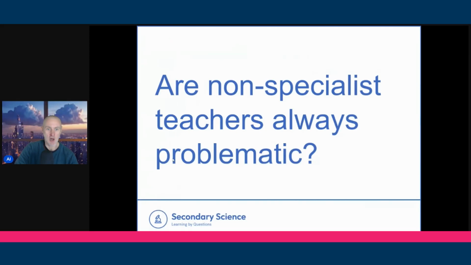Now, are specialist teachers always problematic? I want to start with this because we're all teachers and we all have a wide range of transferable skills, and a good teacher is a good teacher, regardless of whether they're a specialist or not. They will have challenges as a non-specialist teacher, but that does not mean that they are not a good teacher.